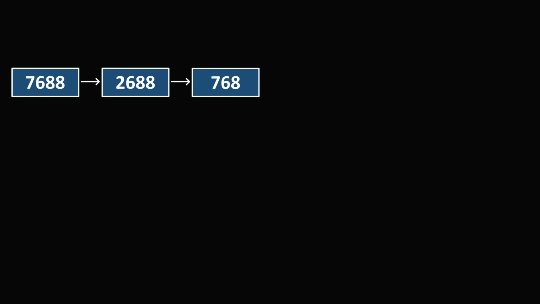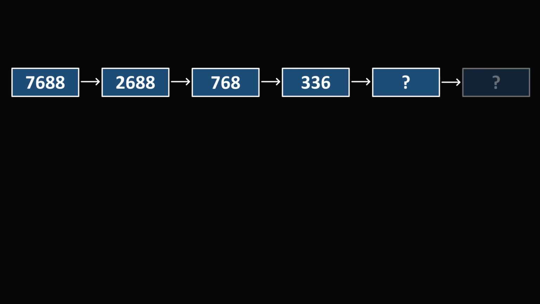Puzzle 6. The first box says 7688. The next box will be 2688. Then we have 768. The fourth box is 336. And finally, we have two boxes without any numbers. The challenge is to figure out what the missing numbers are.